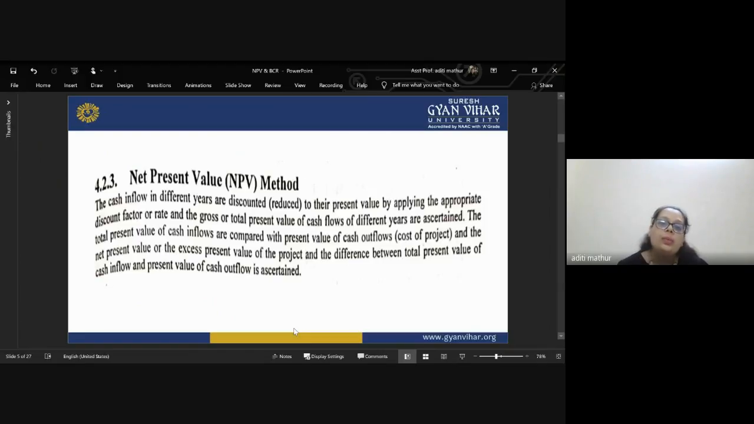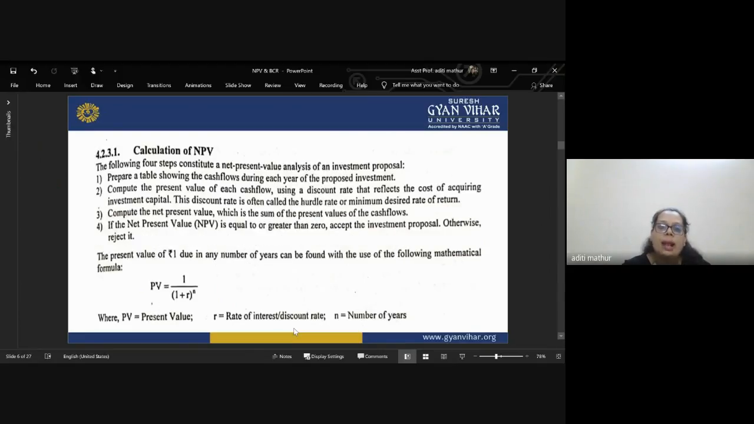The total present value of cash inflows is compared with the present value of cash outflows, which is actually the cost of the project. Then the net present value, or the excess present value of the project, is the difference between the present value of the cash inflows and the cash outflows, and then you see and decide what to do. It depends on the NPV answer which is coming.